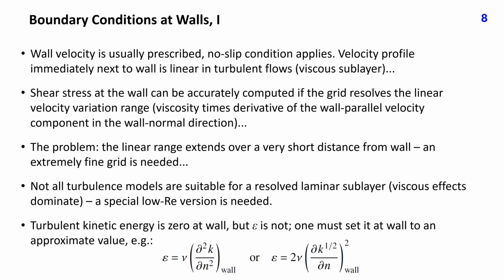Turbulent kinetic energy is zero at wall, because velocity fluctuations are zero there. However, its dissipation rate epsilon is not zero at walls, but the exact value is also not known a priori. Therefore, one must set epsilon at wall to an approximate value. Approximations given by these two expressions are often used.